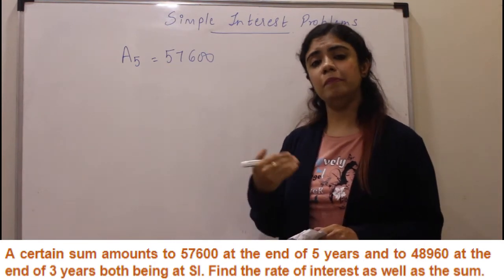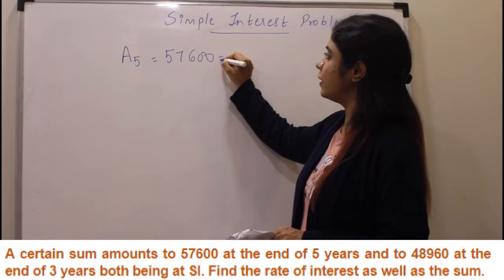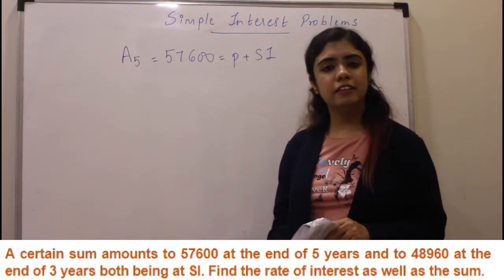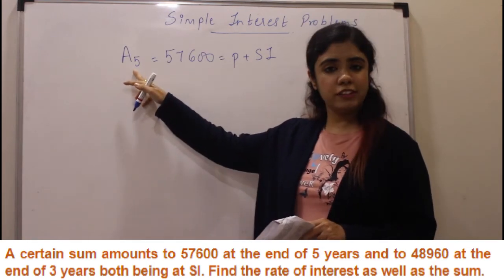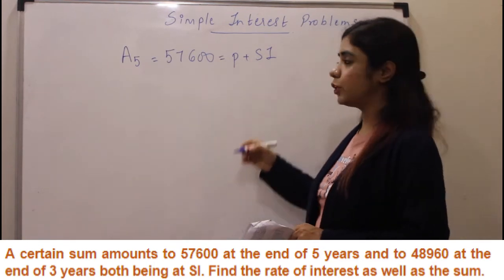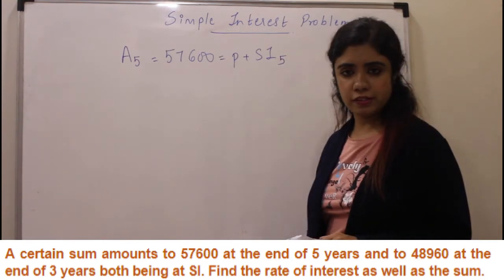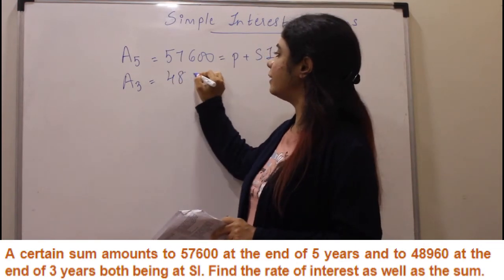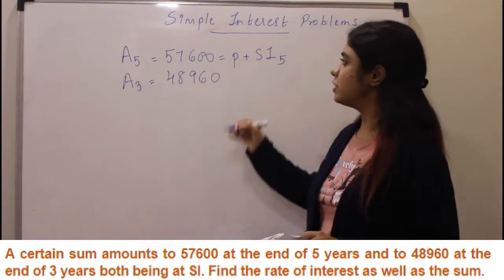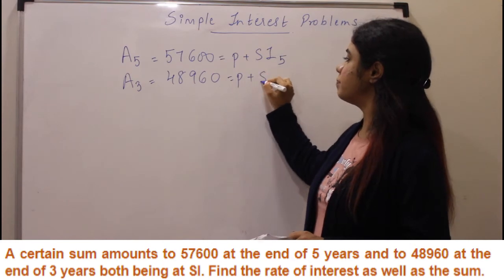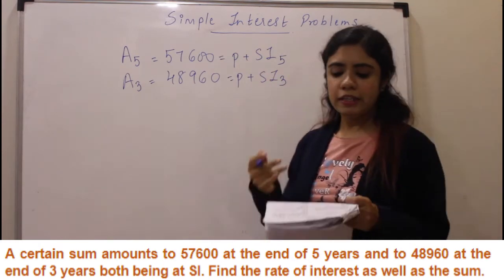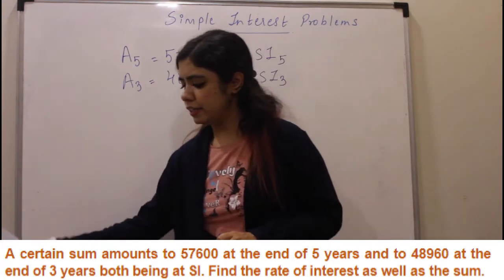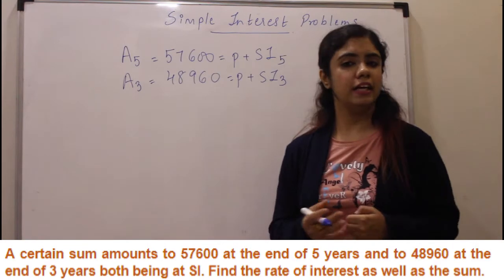And we know what is amount. Amount is principal plus simple interest. So this value is principal plus simple interest. और ये simple interest कितने years के लिए होगा? ये amount 5 years के बाद दिया है. So the simple interest accumulated will also be for 5 years. And amount after 3 years is 48,960. So this will be equal to principal plus simple interest for 3 years. They are asking us what is the rate of interest and the sum. ठीक है, rate of interest कितना है और sum कितना है, that is the question asked.